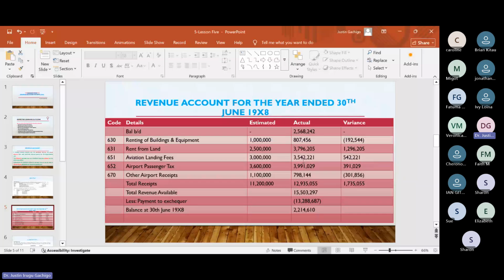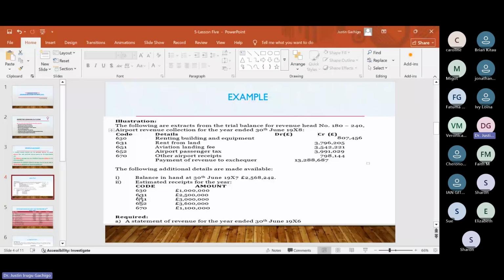Air passage tax, we expected to receive 3.6. We have received 3.9. Again, favorable variance there. Other airport receipts, we estimated to receive 1.1. We have received 798. That's unfavorable variance. Now, we don't have any other code. So the last code is 670, and you can see the code for actual and the code for estimate are the same. So 670 is the last code, and we don't have any other information.